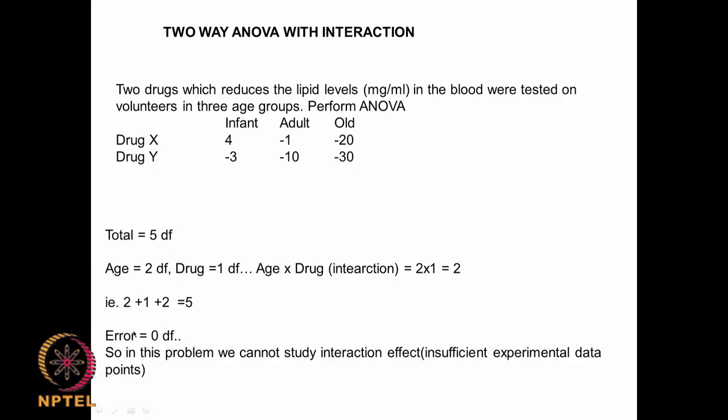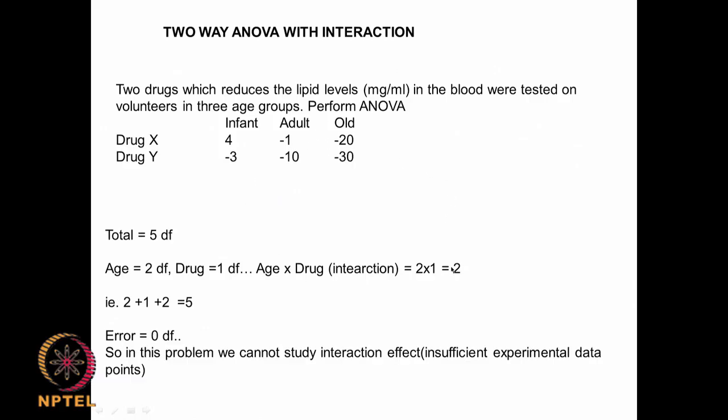Okay. So, obviously we cannot use this data set to find out interaction. Okay. So, we can use this data set to find out effect of age, main effect, we will call it effect of drug, main effect. So, 2 plus 1 is 3, 5 minus 3 is 2, and we will have 2 degrees of freedom for error. But if you want to bring in interaction age into drug, then error will have only 0 degrees of freedom. So, we cannot solve this problem.